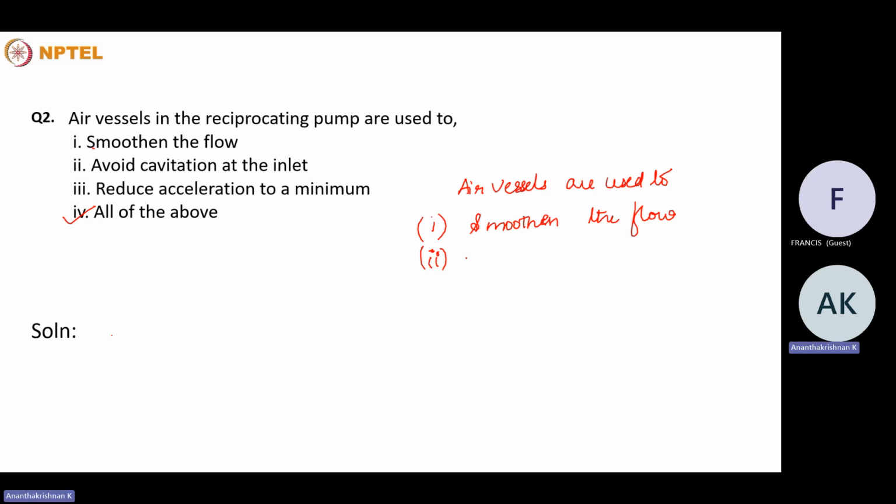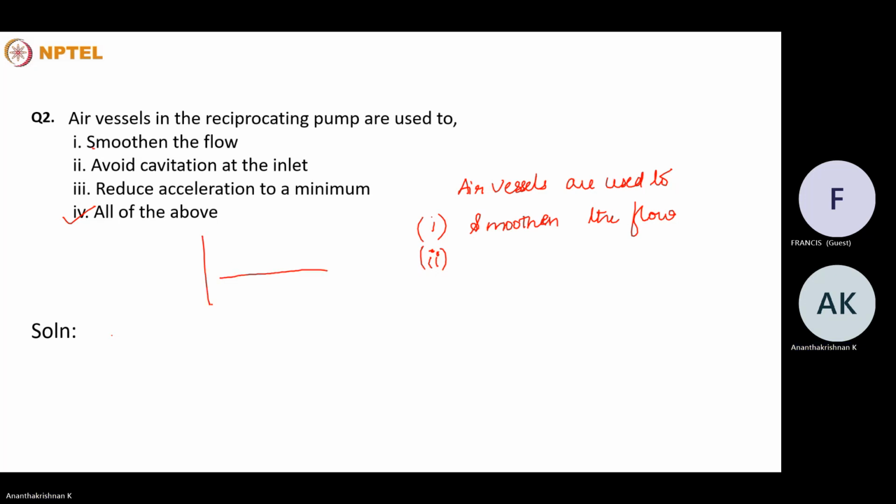The second condition is avoid cavitation at the inlet. So basically, cavitation occurs when the pressure inside the chamber goes much below the vapor pressure. By smoothing out the pressure differences, it prevents the pressure from going very much below the vapor pressure.